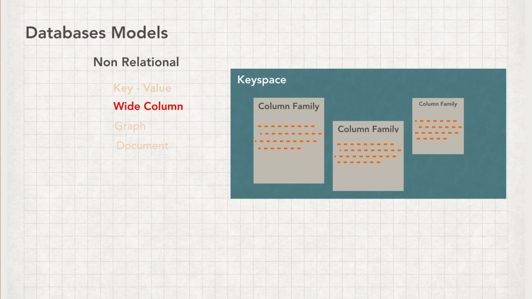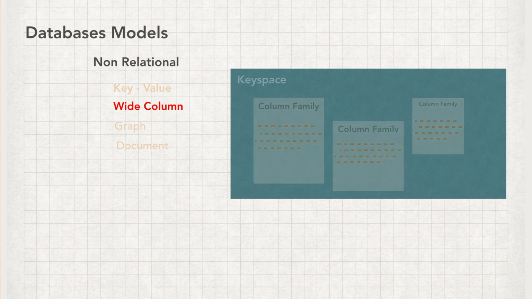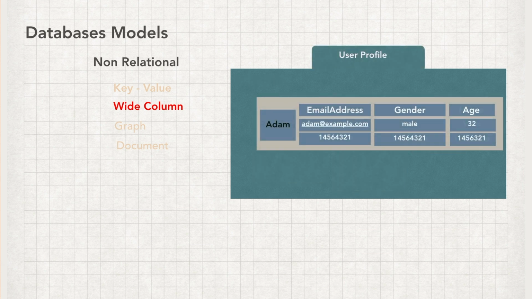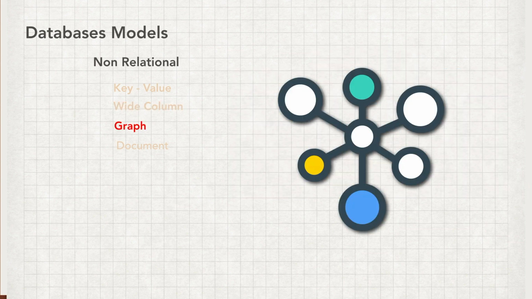Wide column. Column store databases use a concept called a key space. A key space is similar to a schema in the relational model. The key space contains all the column families. Column families contain all the rows. Now moving to the graph model.